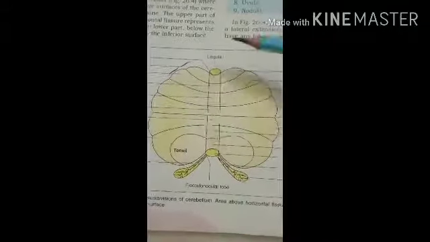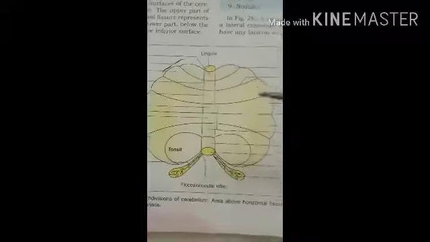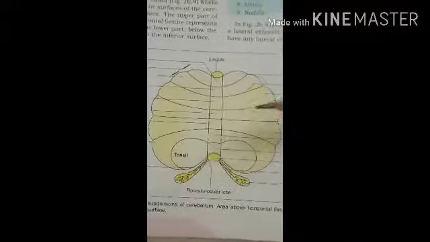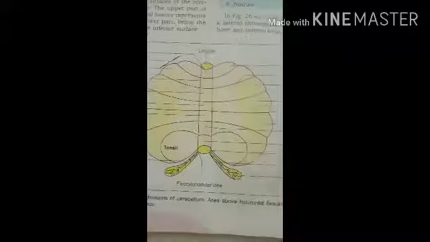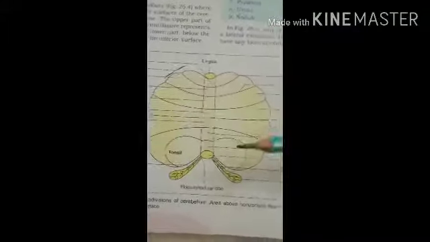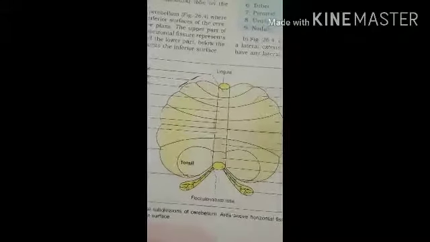Then morphological subdivisions of the cerebellum. Based on the phylogenetic and functional criteria, the cerebellum should be divided into three parts: the archicerebellum, the paleocerebellum and the neocerebellum. First let's see the archicerebellum.